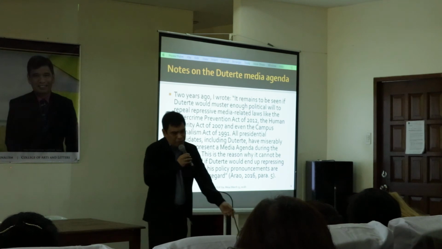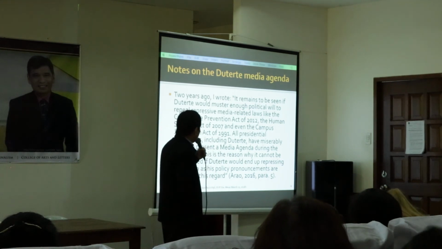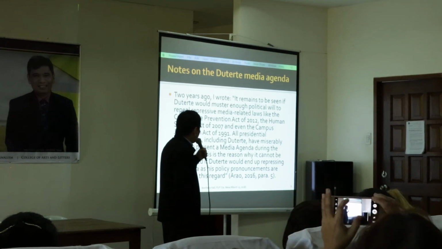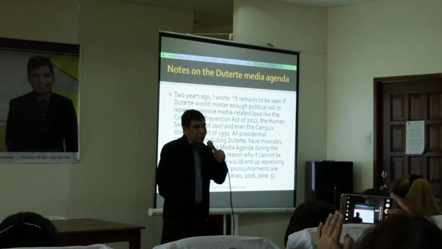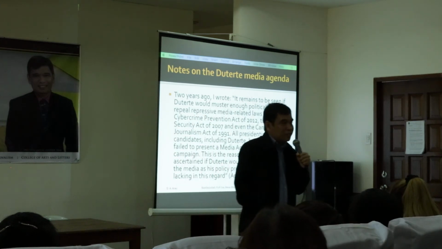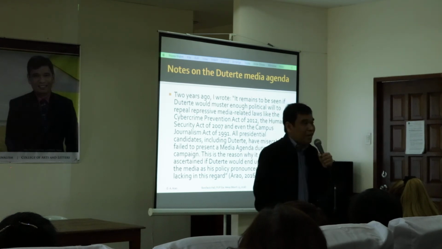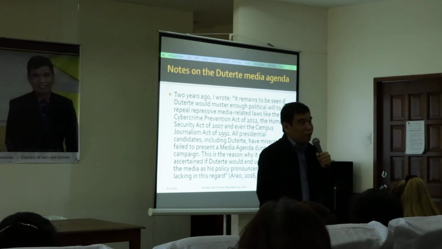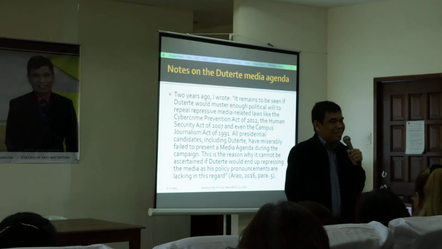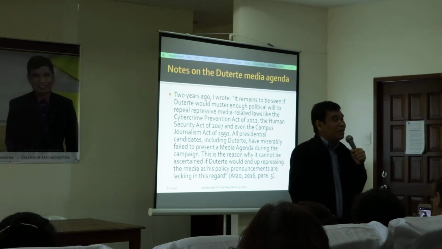So, for example, right now we have repressive media laws, like the Cybercrime Act of 2012, you have the Human Security Act of 2007, and to some extent, you even have the Campus Journalism Act of 1991. At first glance, these 3 laws may be good for the country because who would be against cybercrime, right? We are all against child pornography, right? But the movement right now to decriminalize libel has been compromised by the Cybercrime Prevention Act because it even increased the penalty for cyber libel.